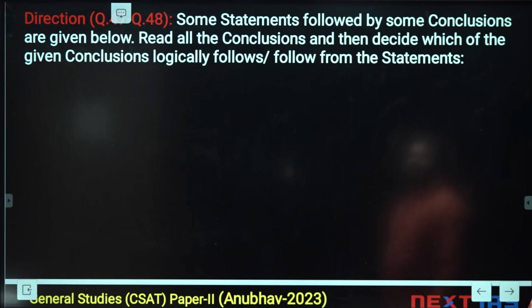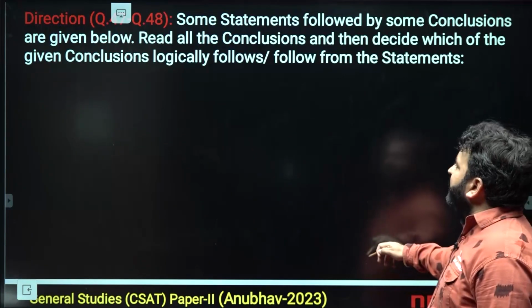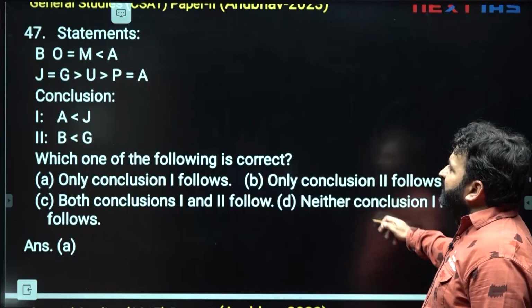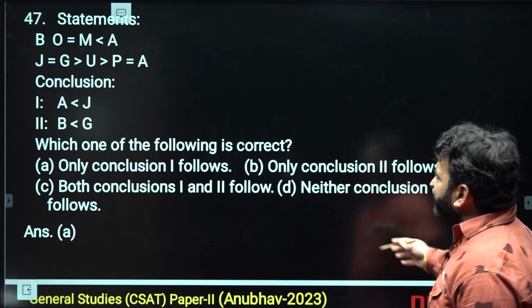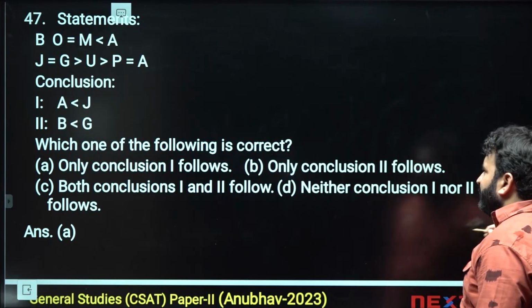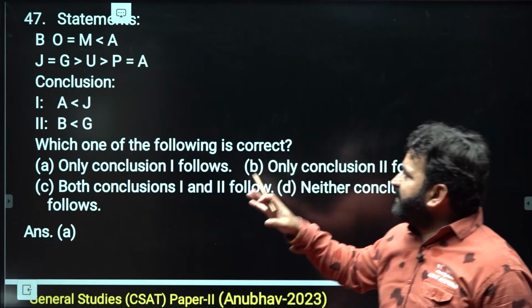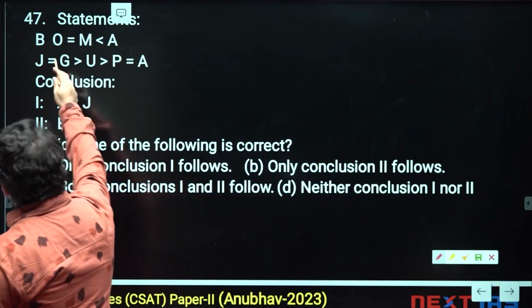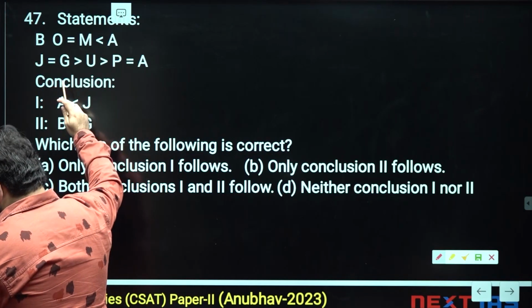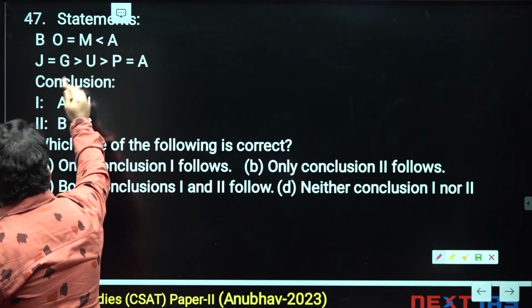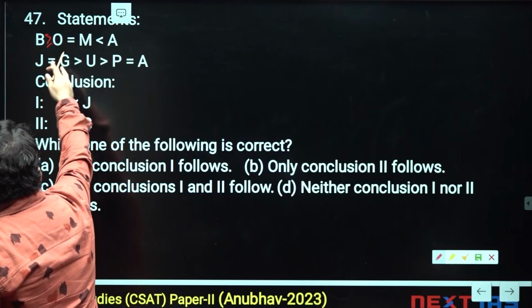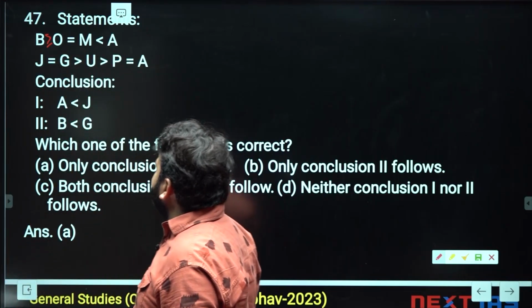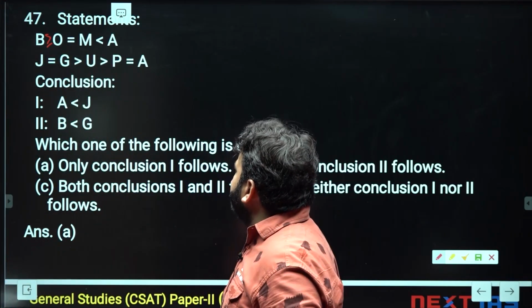Question number 47, statement follow conclusion, read all the conclusion, decide which of the conclusion logically follows. तो coded inequality या फिर inequality, so you have to just look at the equation. अब इसमें क्या करते हो आप, equation देखते हो, इसमें actual question आपका ये 47th है, b यहाँ पे greater than or equal to o है, okay, b greater than equal to o equals to m less than a, j equals to g greater than u greater than p equals to a.